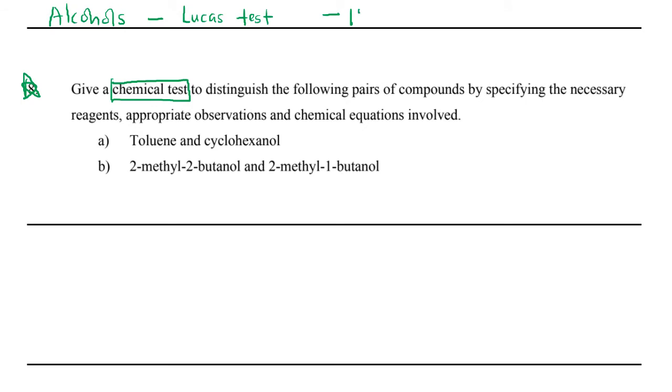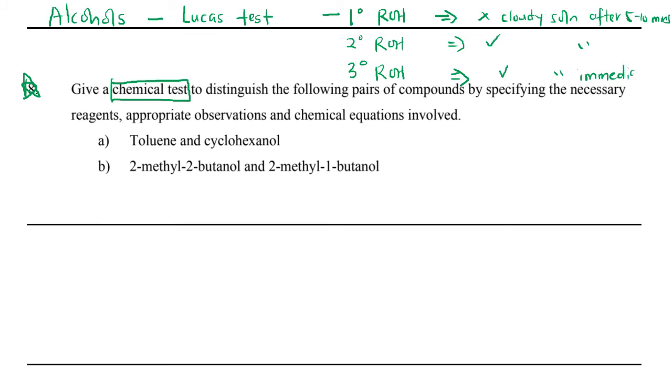So for the primary alcohol, basically there is no cloudy solution after 5 to 10 minutes. While for the secondary alcohol, there is a cloudy solution after 5 to 10 minutes. Tertiary alcohol gives a cloudy solution immediately. Okay, cloudy solution after 5 minutes is the same, and then cloudy solution forms immediately.